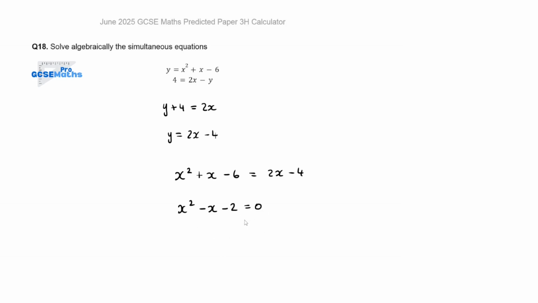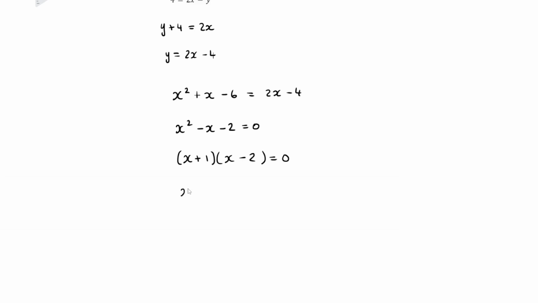Now you can either solve this by using the quadratic formula, because you do have your calculators, or you can just factorize it, because it does look like it's going to be factorized. So I just factorized it, 1 and 2, minus 2 plus 1, and then I'm going to solve it. Obviously, because it's a quadratic, we're going to get 2 solutions, so I got minus 1 and 2. This was the hardest bit, wasn't it?